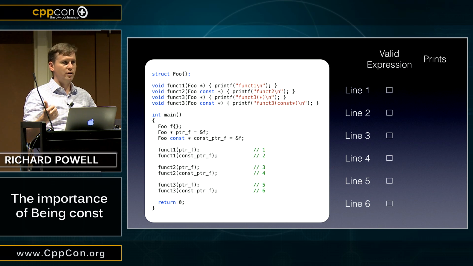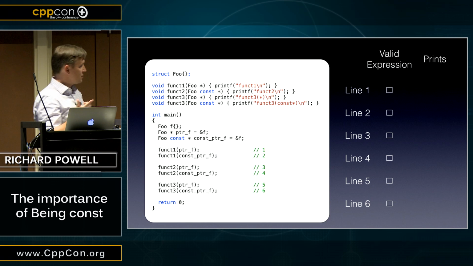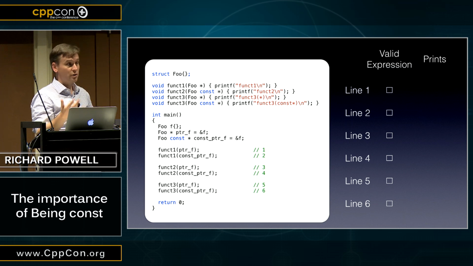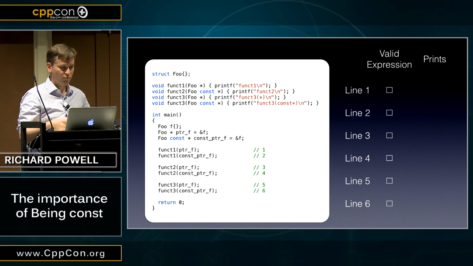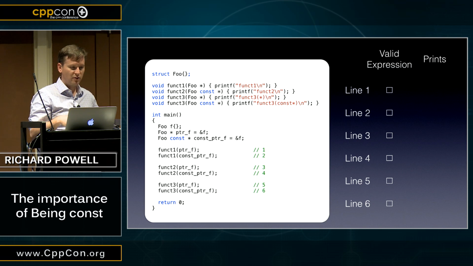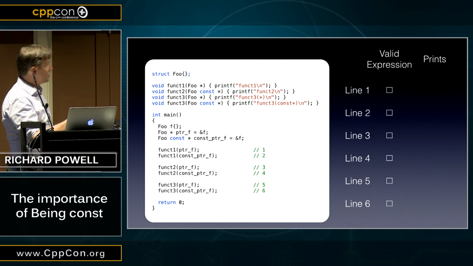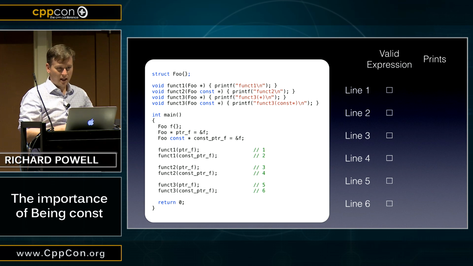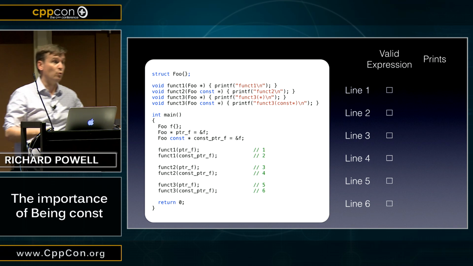So function 1 takes a pointer to foo, function 2 takes a pointer to constant foo, and function 3 can take either a pointer to foo or a pointer to constant foo. And in my function I will have a foo object, a pointer to foo, and a const pointer to foo. Great, cool. So now, tell me if it's a valid expression, and if it's a valid expression, what would it print?